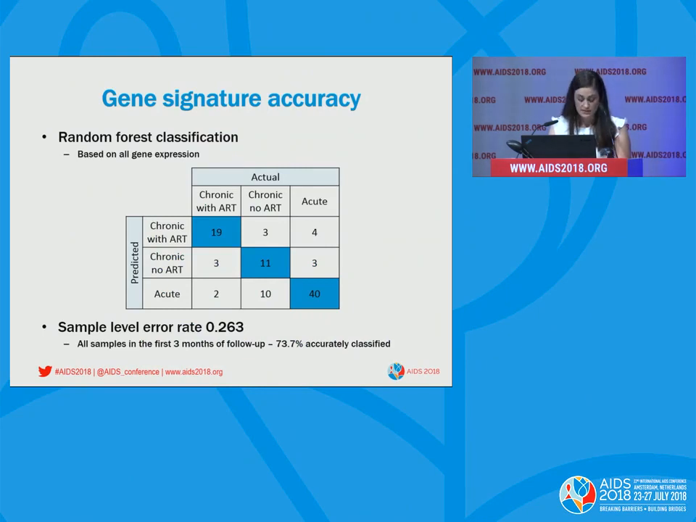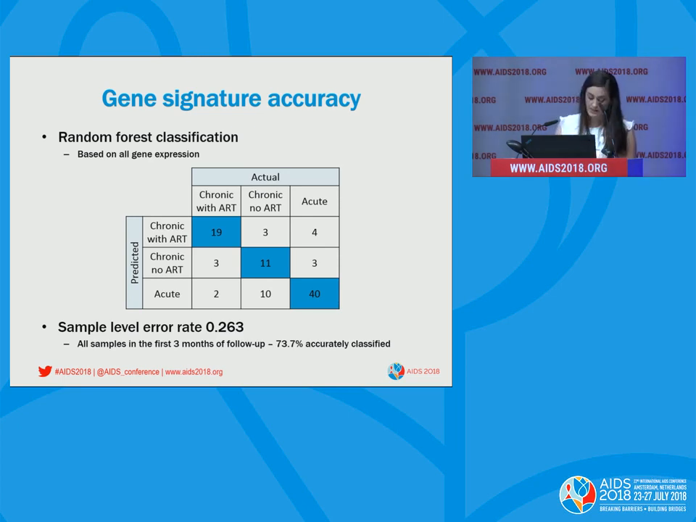So our next analysis was designed to test the accuracy of our gene expression signature using random forest. This type of analysis differs from the differential gene expression, as it uses the entire expression dataset to classify each sample as either chronic with or without ART or acute infection based on gene expression. And then this was compared against the true classifications.